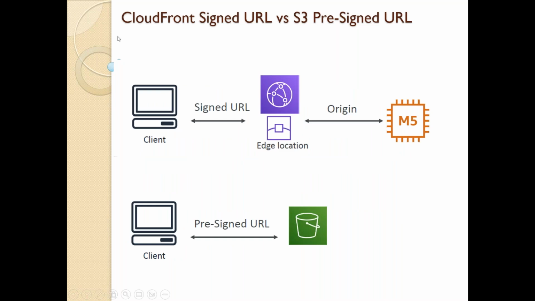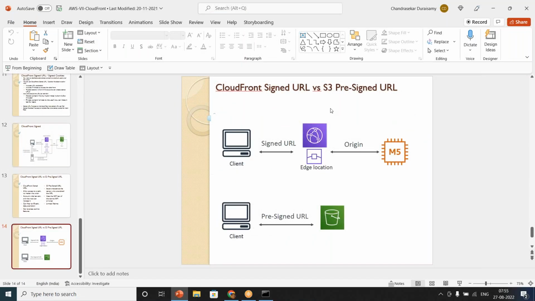So this is how it works. A CloudFront signed URL goes to the edge location, and from there it reads the origin. A pre-signed URL goes directly to the origin without anything in the middle. Right? This is what we have for our CloudFront.